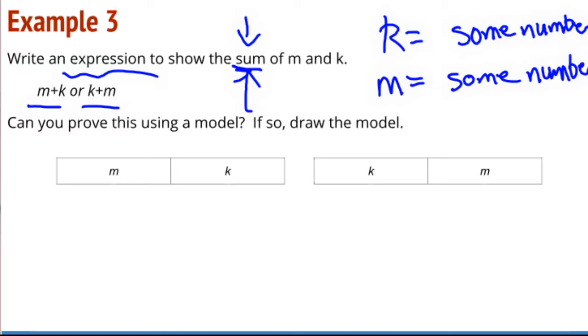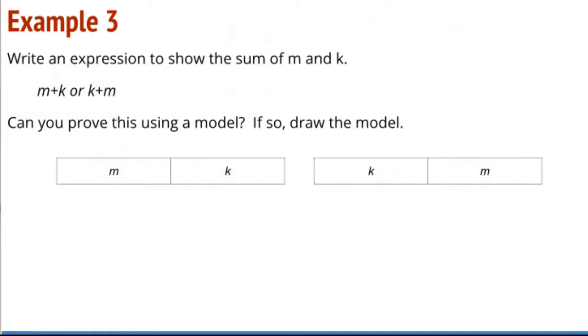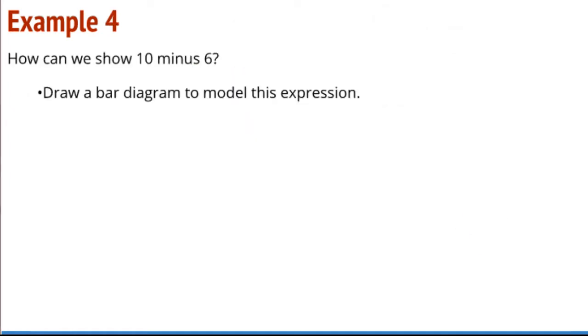And then we are showing that we can take those numbers and combine them to get a sum, a total. So we've looked at a few examples for addition. Let's think here for a minute.